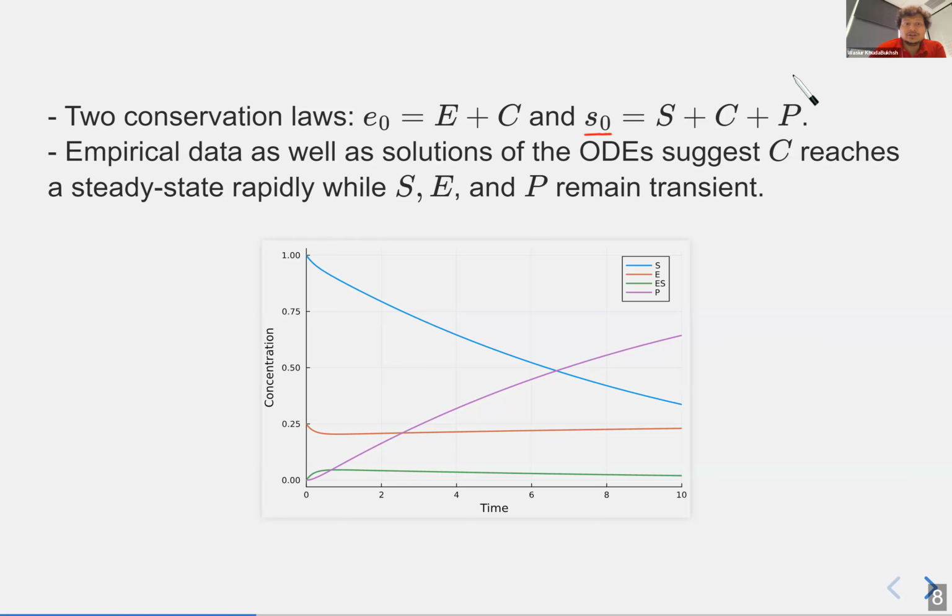Now, the interesting feature of such reactions is that if you simulate or solve the system of ordinary differential equations, then you see that the species C, the complex, reaches a steady state very, very quickly, while the other species remain transient. So the species C reaches a quasi-steady-state very quickly. And this is not just from the numerical solution of the ODEs, but empirical data also suggests that.